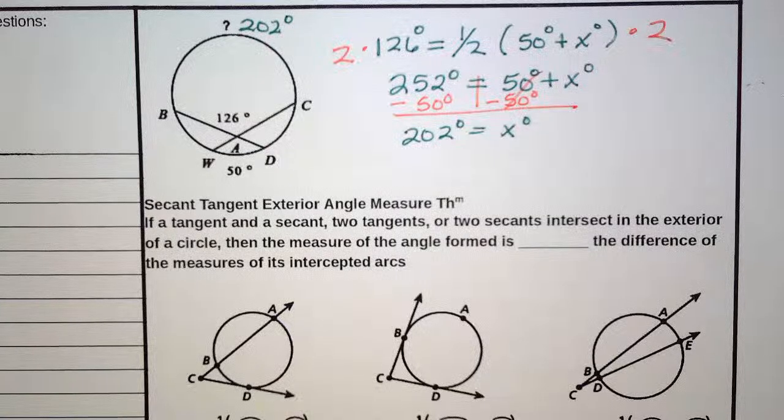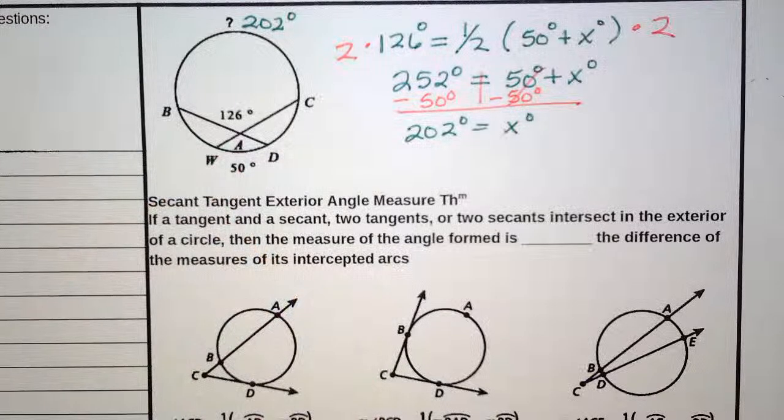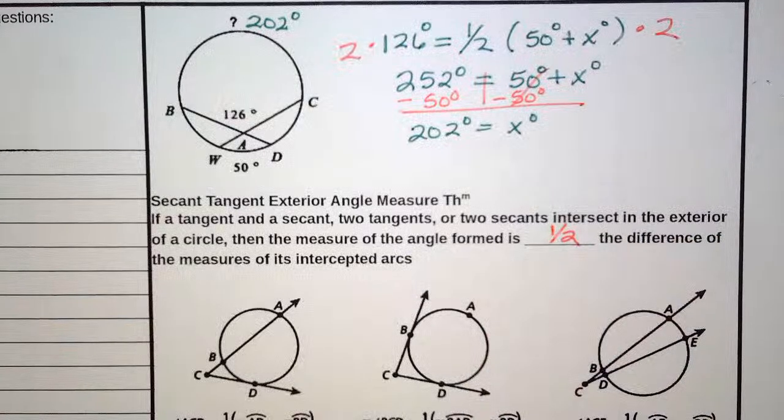Okay, if you've got a secant and a tangent that are in the exterior, if you're looking inside, we add. What if you're looking outside? What is the opposite of adding? Subtracting. So if a tangent and a secant, two tangents or two secants, intersect in the exterior of the circle, then the measure of the angle formed is 1/2 the difference of the measures of those intercepted arcs.